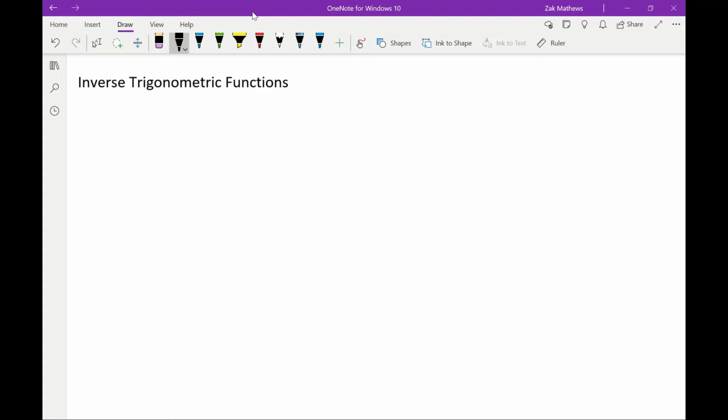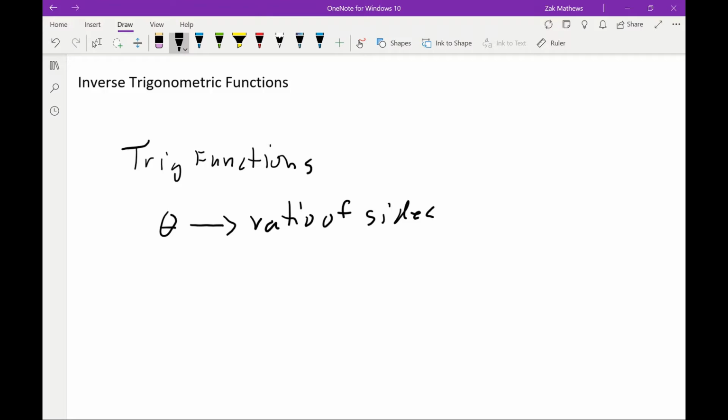The inverse trigonometric functions. So we've studied the trig functions: sine, cosine, tangent, cosecant, secant, and cotangent. What these trig functions do is they are a function, an operator, that takes an angle to a ratio of sides. And that ratio depends on whether it's sine, cosine, tangent, or the reciprocals. They have understood ratios of sides. For instance, sine goes to the opposite side over the hypotenuse.